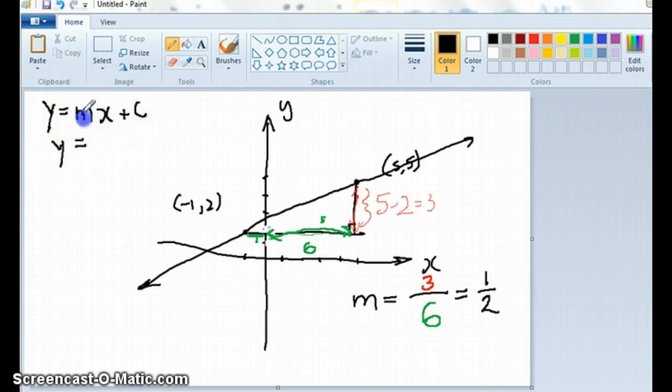A half x plus c. Okay, well what do I do next?